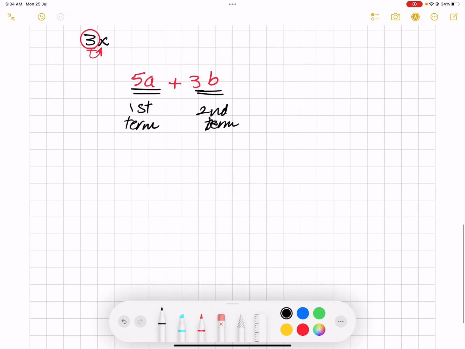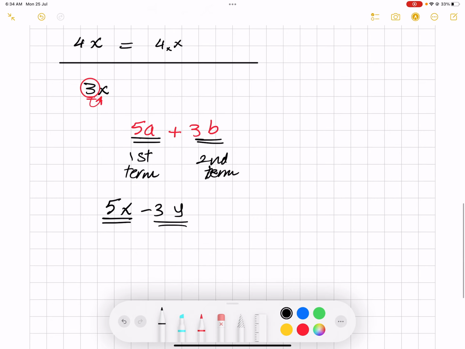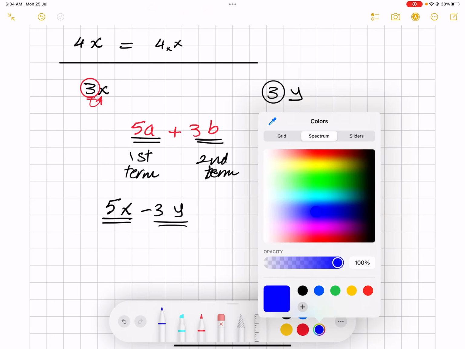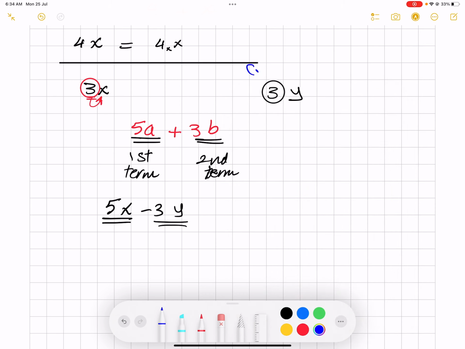في بعض الأحيان ممكن تلاقي 5x minus 3y يبقى ده first term وده second term, and in the middle we have here negative sign. طيب تمام، هنبدأ بقى نتعرف مع بعض. عموما بشكل عام الـ number which is beside the variable is called coefficient. We have here three is called coefficient which means that the number beside the letter we can call it as coefficient.